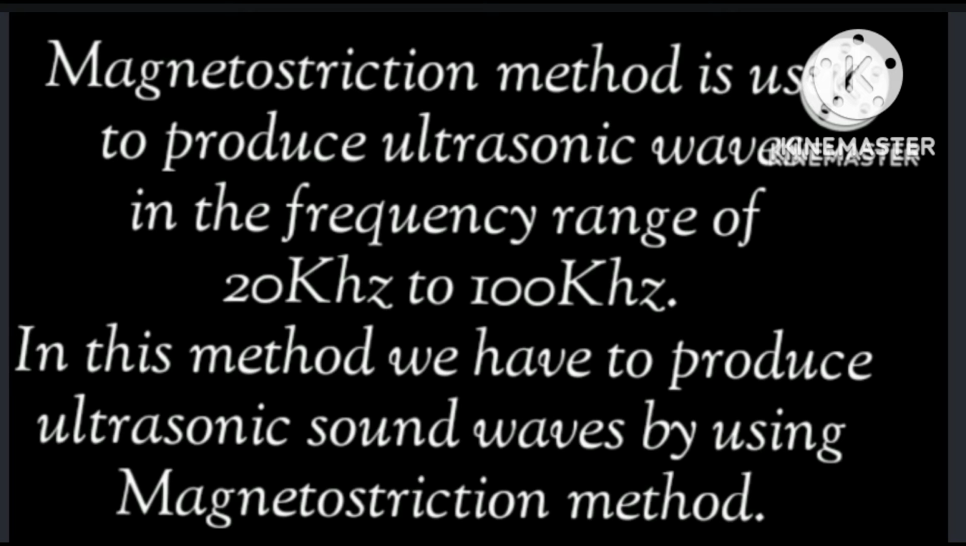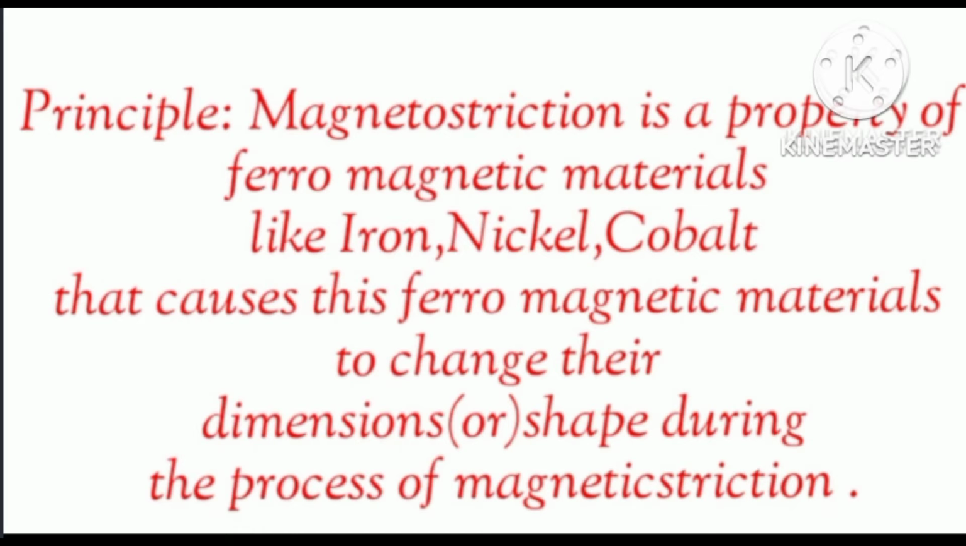Let's see about the magnetostriction method. The magnetostriction method is used to produce ultrasonic waves in the frequency range of 20 kHz to 100 kHz. In this method, we produce ultrasonic waves by using magnetostriction. Principle: magnetostriction is a property of ferromagnetic materials like iron, nickel, and cobalt that causes them to change their dimensions or shape.